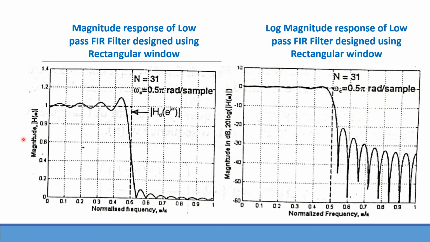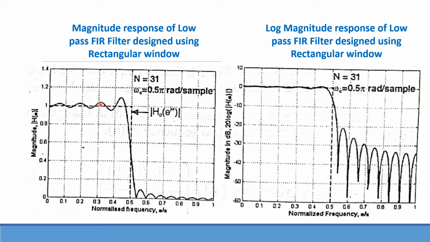The magnitude response of the low pass FIR filter designed using the rectangular window for N equal to 31 is like this, and the log magnitude response of the low pass FIR filter designed using the rectangular window for N equal to 31 is like this. Here this is the pass band and this is the stop band. And the pass band to stop band transition is gradual. But the dotted line in this graph shows the ideal case. In the ideal case, there is a sudden transition, but here it is a gradual transition.